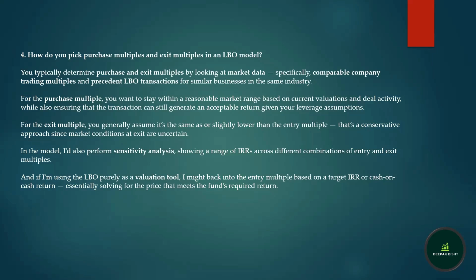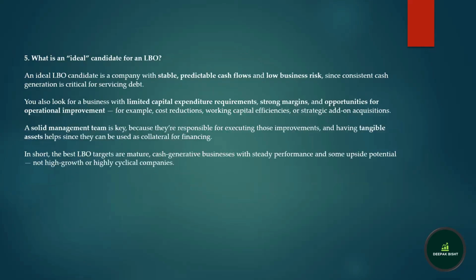Let's move to question number five now. Question number five is about what is an ideal candidate for a leveraged buyout. An LBO, or leveraged buyout, means you are buying a company mostly using borrowed money. Just like if you take out a big mortgage to buy a house, the company itself has to generate enough steady cash to pay off the debt over time. And that's why the most important thing in an ideal LBO candidate is a stable and predictable cash flow.